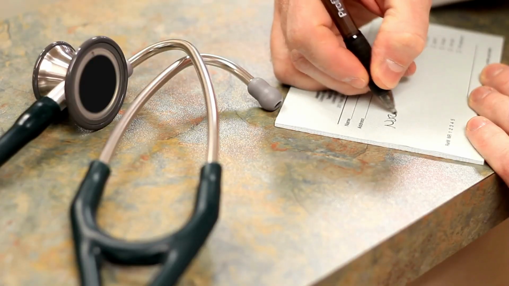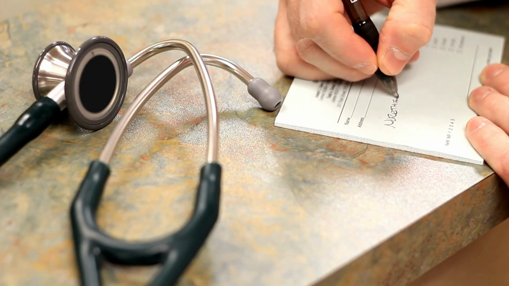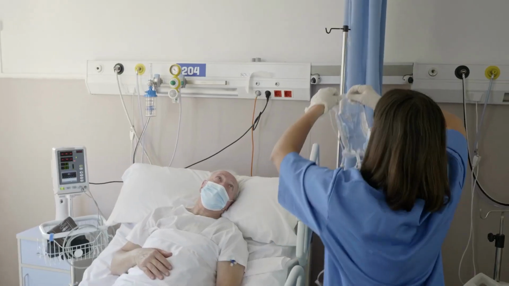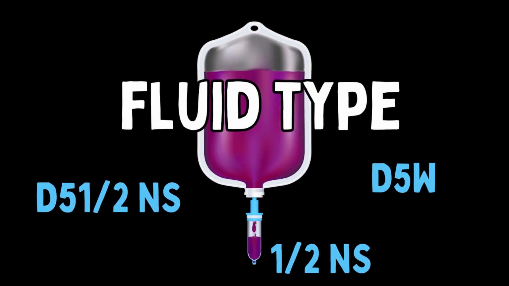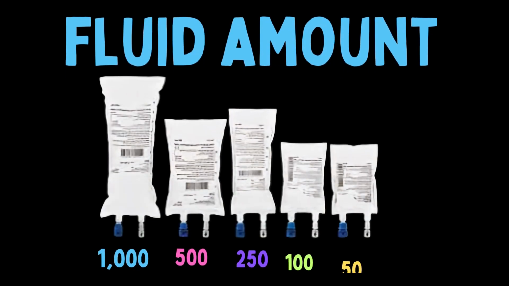So once you figure out the patient's requirements, the next step is writing the actual order that the pharmacy and nurses will follow. So to write a proper IV fluid order, it has to contain several components, which include the type of solution. So this might be D5W, D5 half normal saline, etc. Total amount of fluid, which is 1,000 milliliters here.